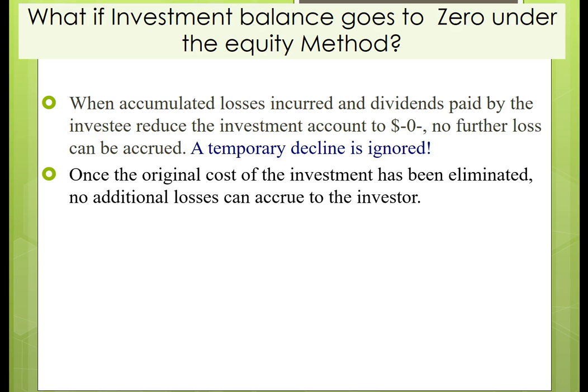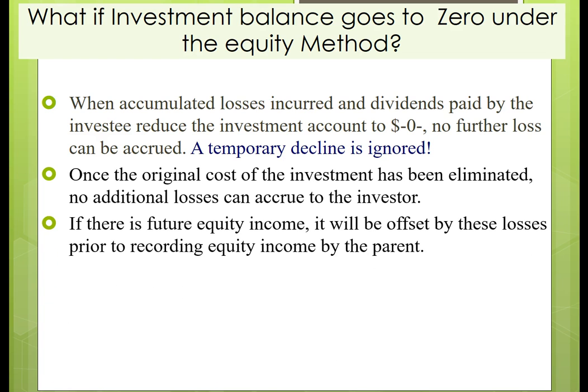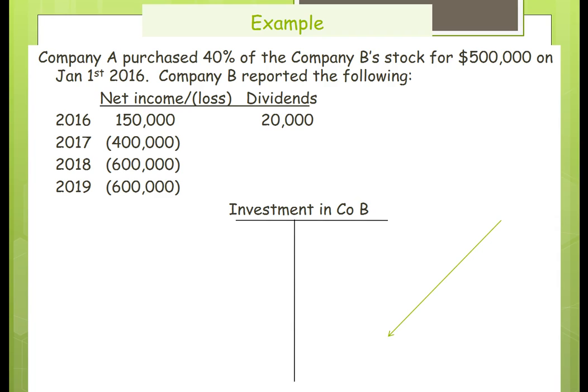Once the original cost of the investment has been eliminated, no additional losses can accrue to the investor, which means your investment account cannot go below zero. If there is future equity income, it will be offset by these losses prior to recording equity income by the parent. So you would still keep track of the losses, you just wouldn't be able to record them. So let's take a look at a little example.